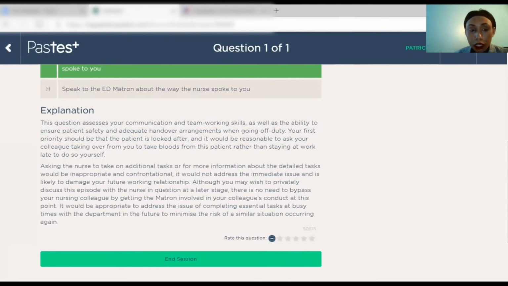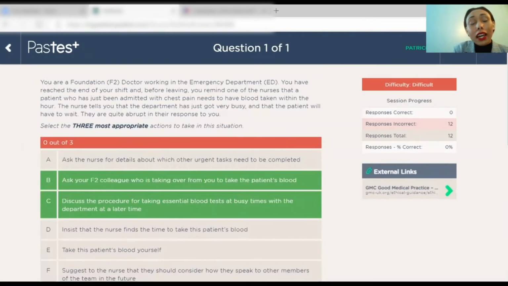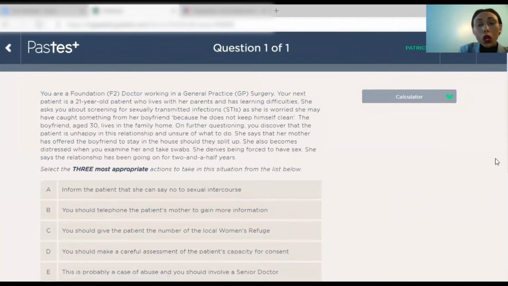General learning points would be communication, teamwork with your nurse, with your colleague who is coming on after you, patient safety, of course, and effective handover. I have a previous video where I talk about working and starting work as a new junior doctor, so you may want to check that video out for some useful tips. So I hope you're getting the gist of this. So let's do 2 more questions.